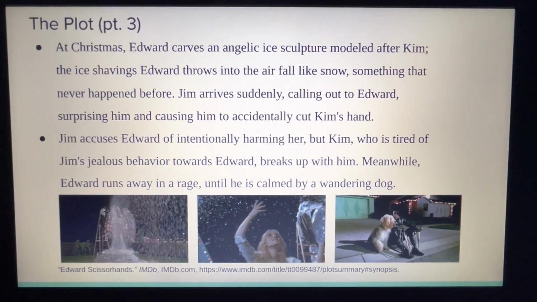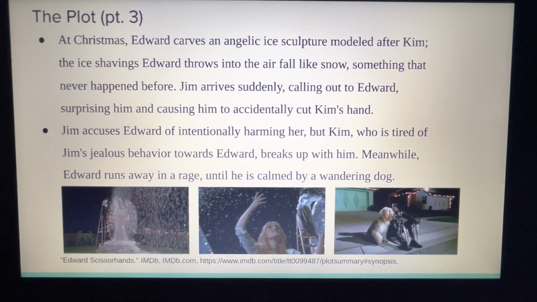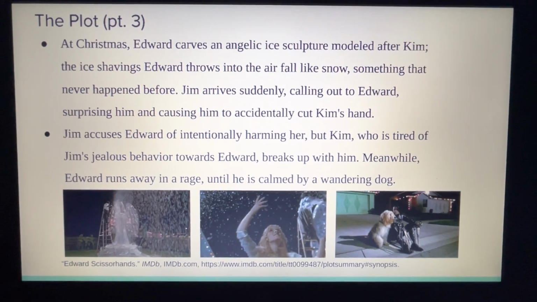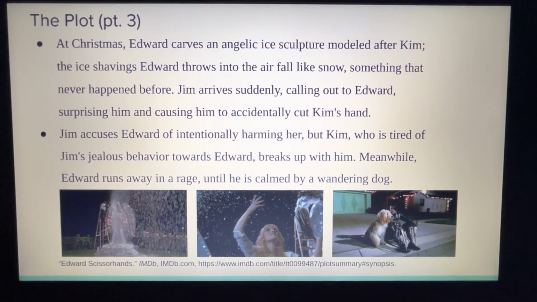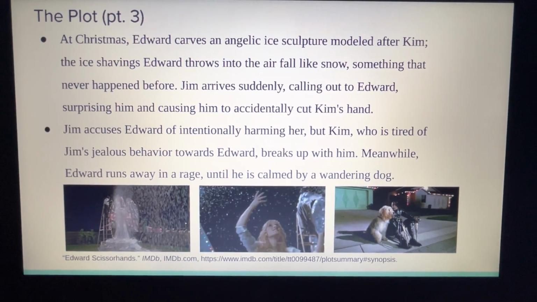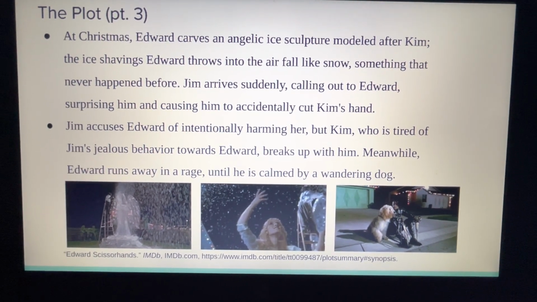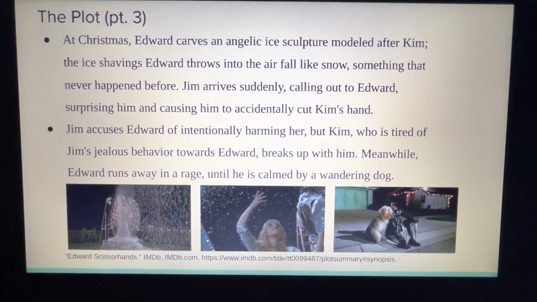At Christmas, Edward carves an angelic ice sculpture modeled after Kim. The ice shavings Edward throws into the air fall like snow, something that had never happened before in their neighborhood. Suddenly, Jim arrives, calling out to Edward, surprising him and causing him to accidentally cut Kim's hand.